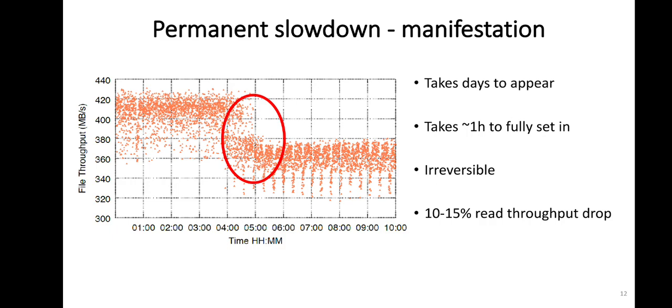It takes days, sometimes more than 1 week, for this problem to appear. And as you can see in the plot, it takes about 1 hour to fully set in. But once it does set in, it is irreversible. This anomaly also results in 10–15% read throughput drop.